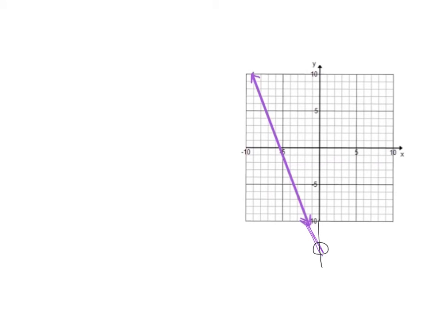So go ahead, pause the video, and write the equation of this line in point-slope form.